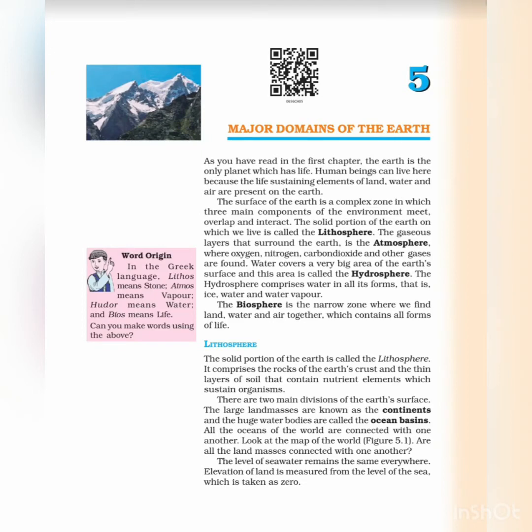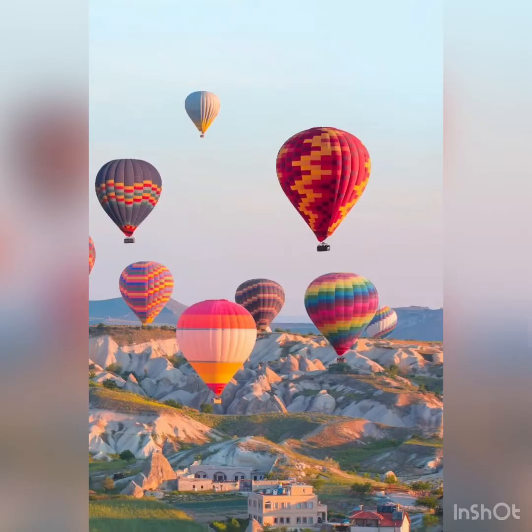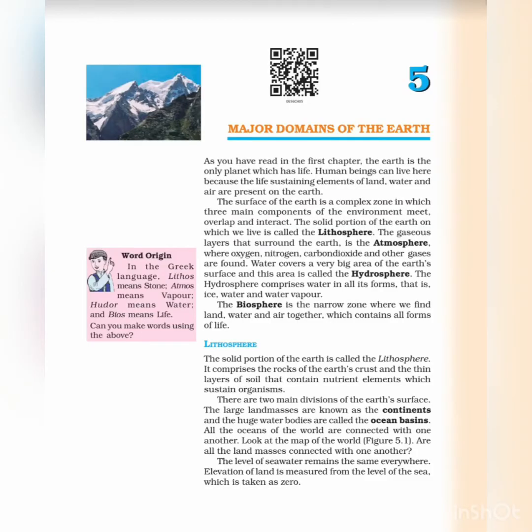Why? Because it is the only planet known to have human life, plant life or animal life, okay? And why is life possible on this planet? Because of the availability of land, water and air. These are the main three components or elements available on earth, or you can say that these are the three domains that sustain life on earth. Now I hope you have understood the meaning of domain.